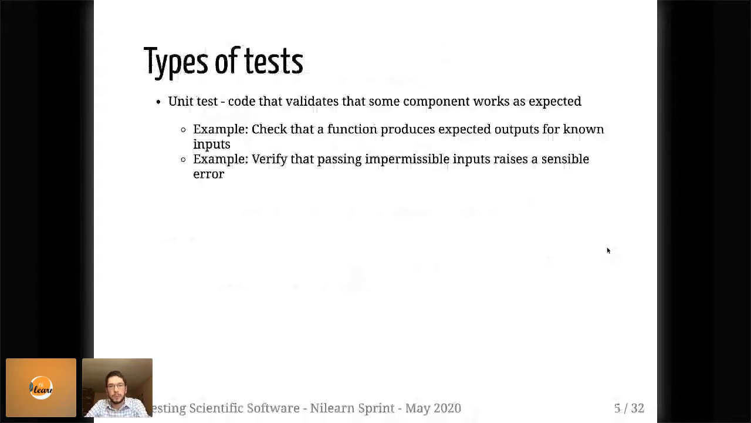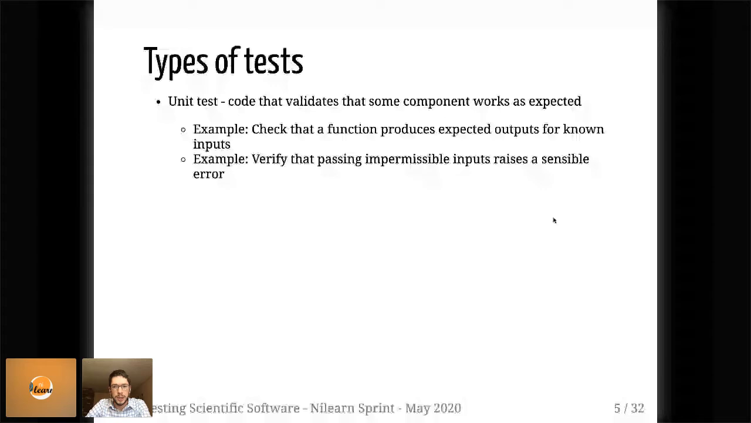So I'm going to define some terms here. You'll run across various ways of talking about tests, and one phrase you'll hear a lot is unit test. This is just code that validates that some component or unit of your code works as expected. And this is often considered really small units, individual functions, maybe a class. So you check that a function produces expected outputs for known inputs. You verify passing impermissible inputs raises a sensible error that a user can interpret.